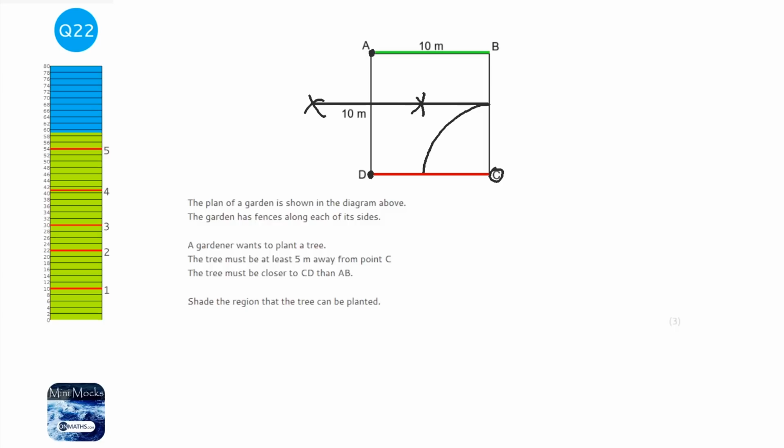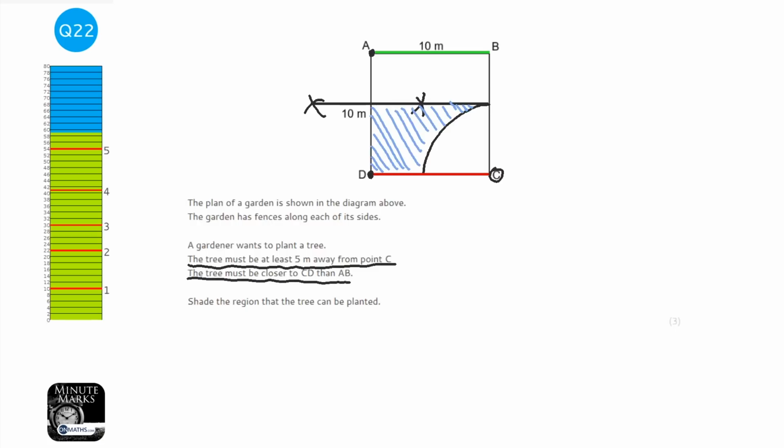So it says shade the region the tree can be planted. So it's anywhere, and I might do a different colour for this so it just stands out a little bit. It's anywhere here. Now you always just double check this. So the blue shaded, and on your exam don't bother with a different colour, just use a pencil to shade it in. It says the tree must be at least 5 metres away from point C, which mine is, and the tree must be closer to CD than AB, which mine is.